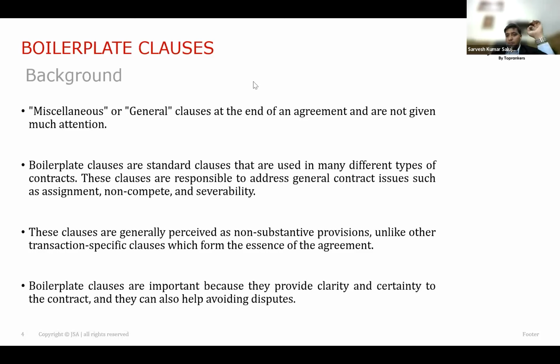Force majeure is a classic boilerplate clause. During COVID time, everyone knows services and basically supply of goods, everything was affected. Many of the companies could not perform their services because of the COVID, unavailability of people or other things. They were not able to perform.